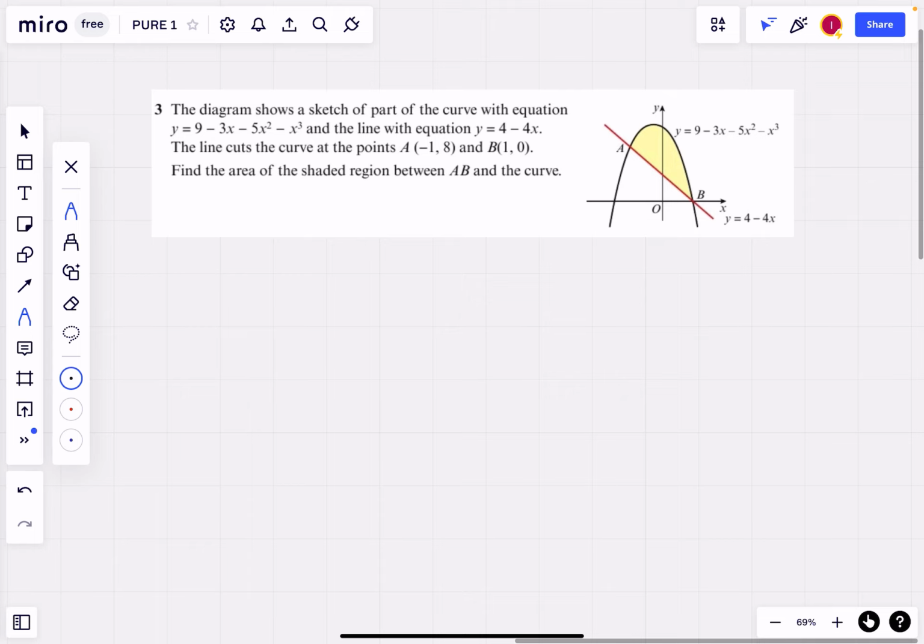Okay, you've got your interval -1 and 1. Your black curve is above your red line. So your black curve will be your fx. 9 minus 3x minus 5x squared minus x cubed. And then minus your gx, 4 minus 4x. Like this.